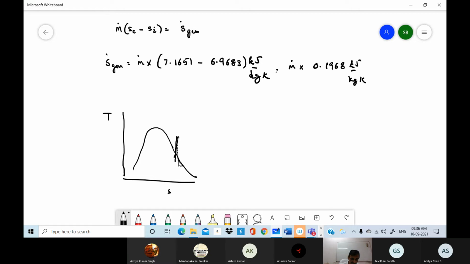When I take the real expansion, the quality turns out to be higher. So the real expansion is something like this. So this is the ideal and this is the actual. So as you can see in the TS diagram, there is entropy increase in the actual process.